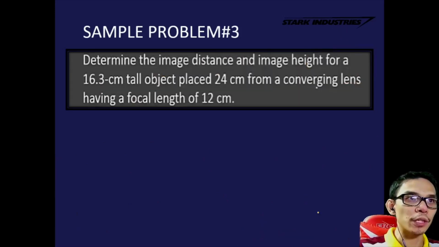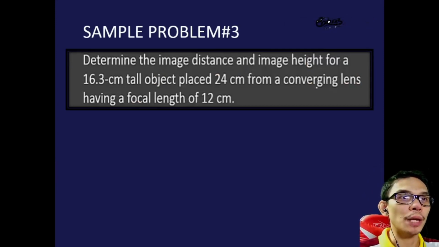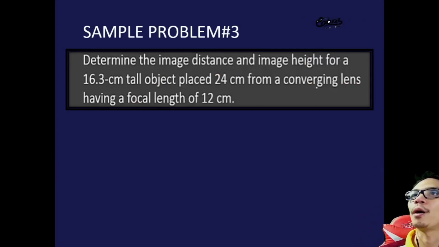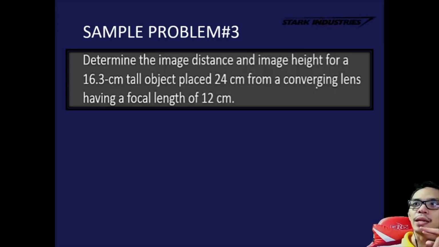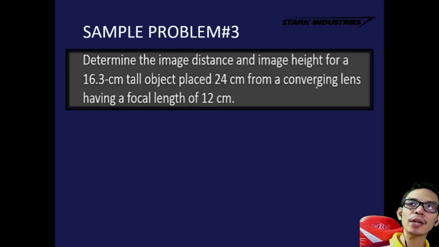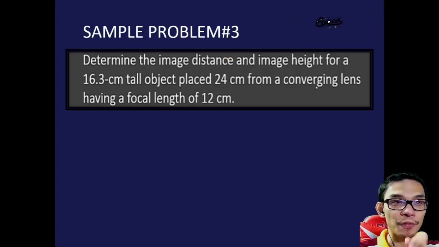Alright, so let's go now to the third problem. The third problem was all about determining the image distance and image height for a 16.3 centimeter tall object placed 24 centimeters from a converging lens having a focal length of 12 cm. Again, you can pause this video if you want to answer this one beforehand.